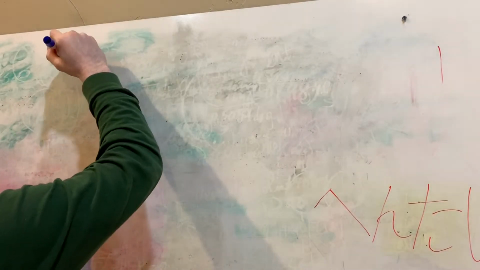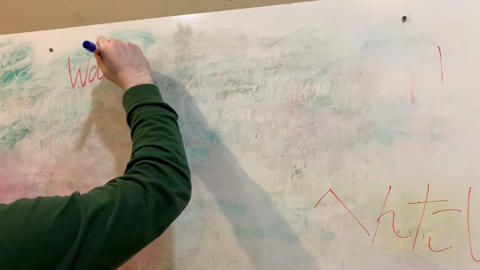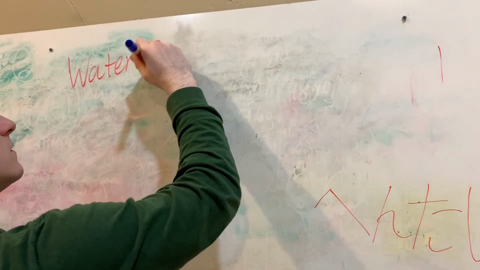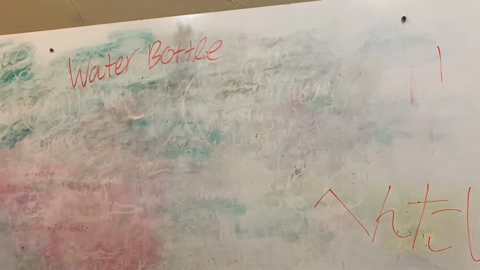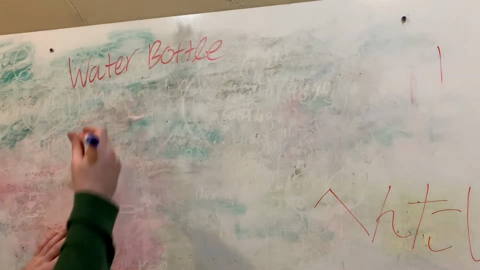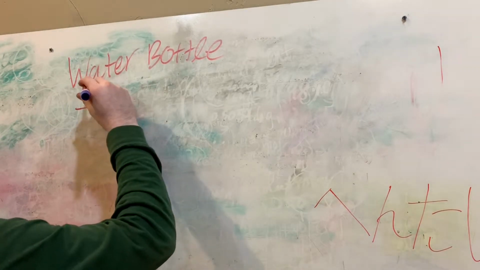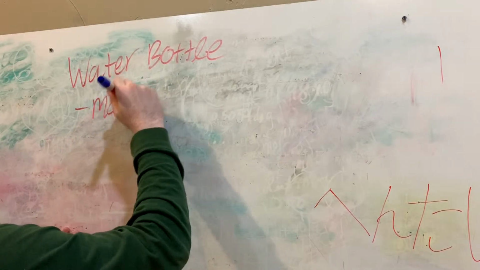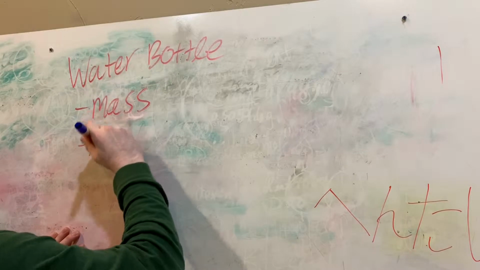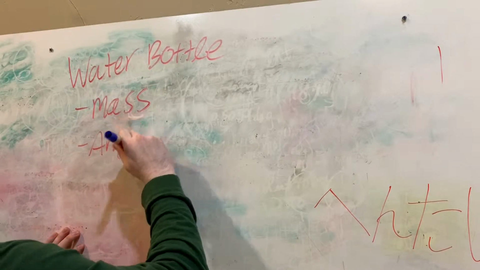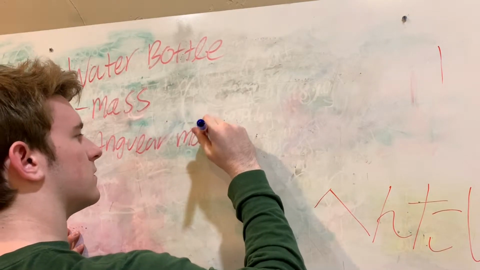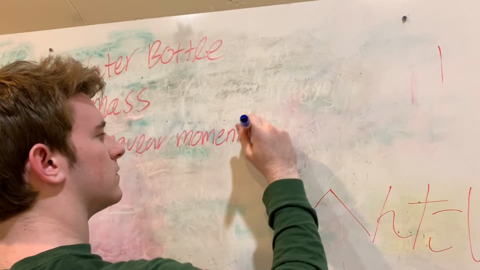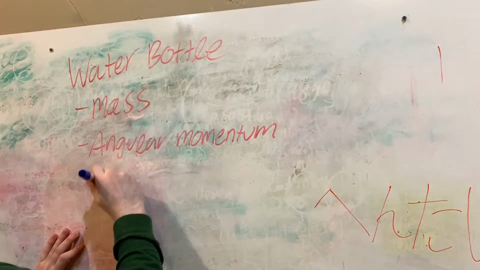Today's everyday physics lesson, we will be talking about the water bottle flip. Now, the water bottle flip deals with 3 different types of physics, or concepts, I guess: mass, angular momentum, and gravity.